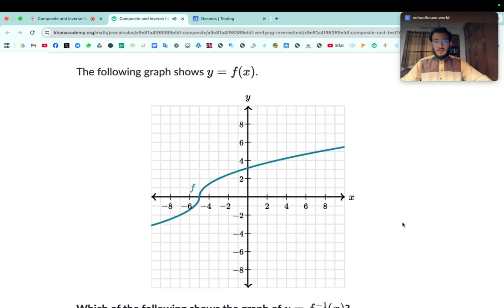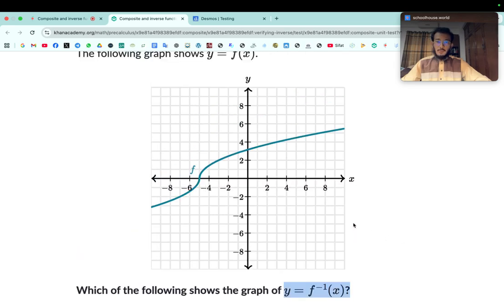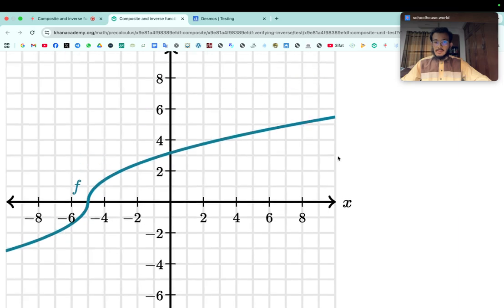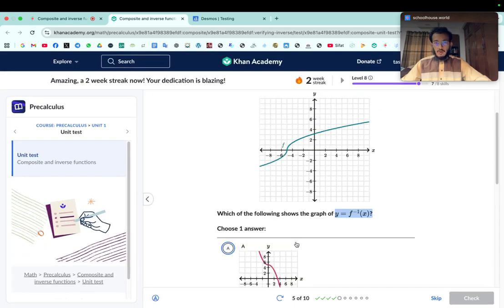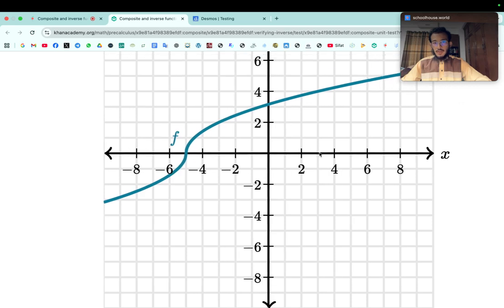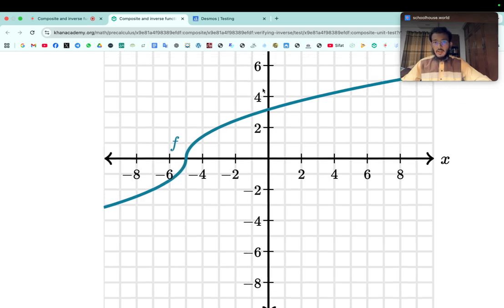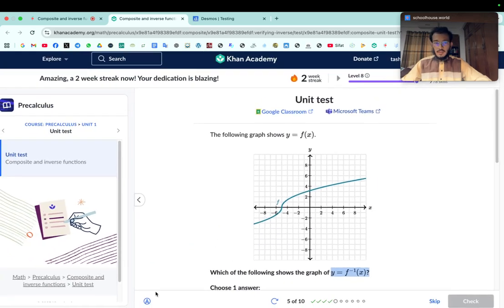For the next question, the following graph shows y equals f of x. Which of the following graphs shows the inverse? What happens exactly when we invert a function is that the x-axis gets switched with the y-axis, so they interchange. In order to do so, let's see, for x equals 3, we have a value of 4 for y. So if you draw the inverse function, this should be reversed.